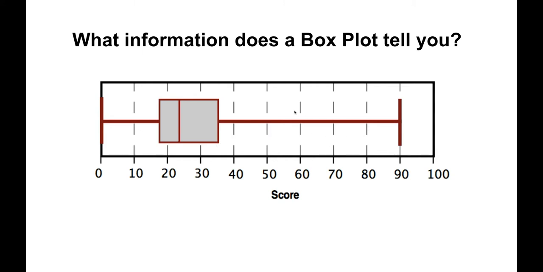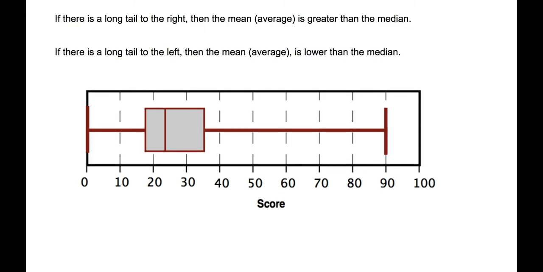And because there's this long tail to the right, I know that there is a right skew to the data. So I know that my average or my mean is larger than this median, which looks like it's about 24, did we say? 23, 24? So once again, if there's a long tail to the right, then the mean or average is greater than the median. If the long tail was on the left, then the mean or average would be lower than the median.